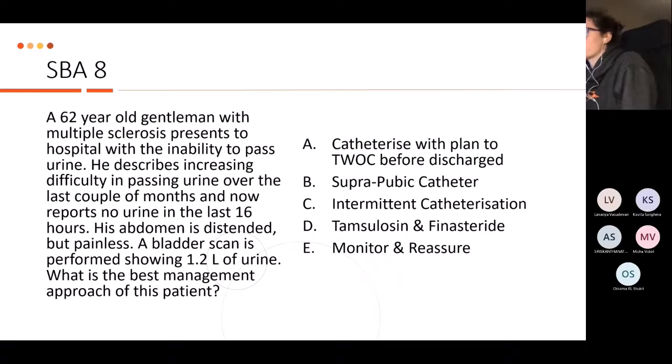Tamsulosin, finasteride, monitor and reassure. Again, this is an irreversible progressive condition, so that's not going to apply. So intermittent catheterization is going to be your first choice.